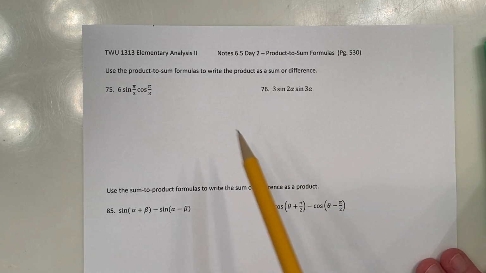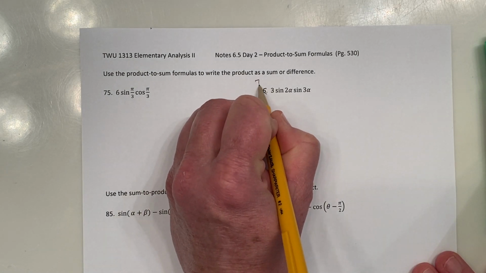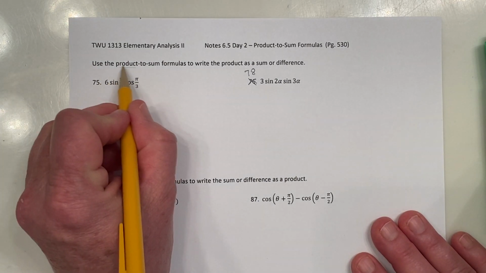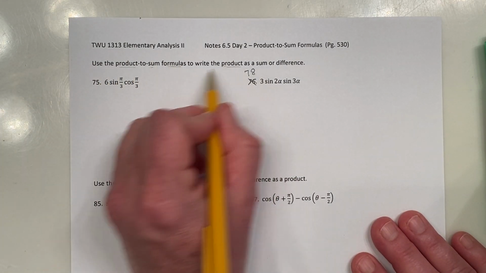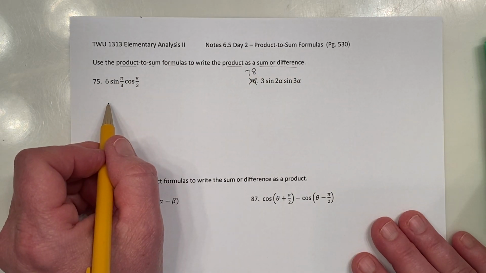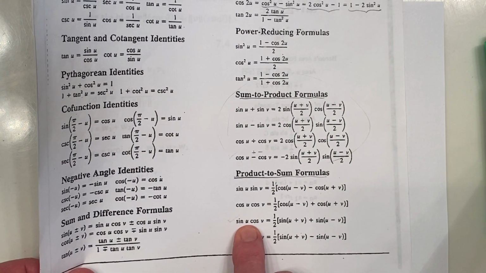This might be the one where I changed the problem up a little bit. If my problem isn't exactly the same as these problems, then know that it was purposely meant to be. I think this is problem 78 in the textbook. It says use the product to sum formulas to write this product as a sum or difference. So product to sum. I see sine times cosine, so it must be this formula right here.